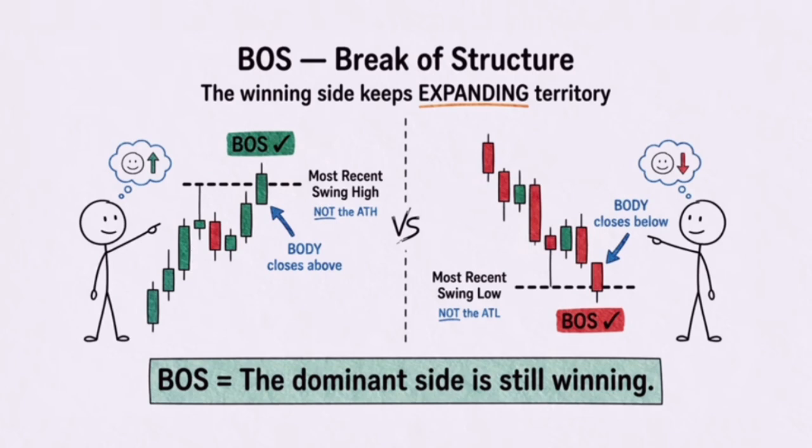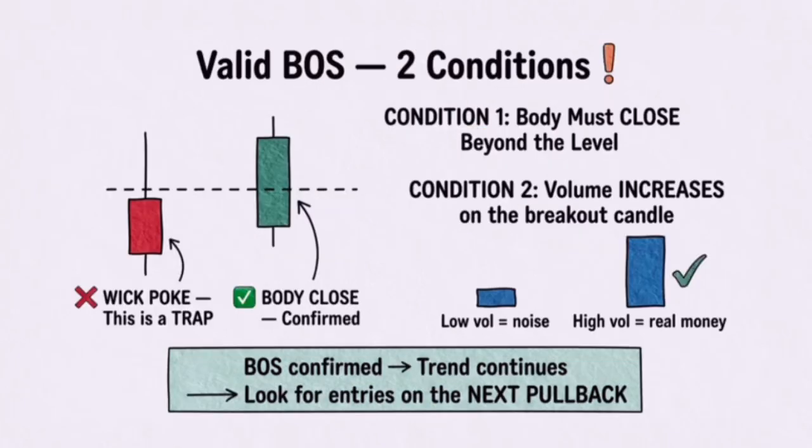For now, just understand the concept. But here's the key. There are two conditions for a valid BOS. First, the candle body must close beyond the level, not just a wick poking through. A wick that pokes through and pulls back is not a BOS. That's a trap. Only when the body closes on the other side is the territory actually confirmed.